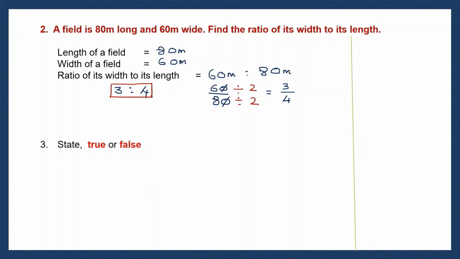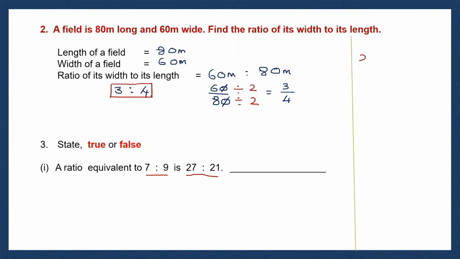Next question. State true or false. A ratio equivalent to 7:9 is 27:21. This is a statement. Now we need to check if it is true or false. So the first ratio, 7:9, is already in the lowest form. So let's reduce 27 by 21 to the lowest form and see.